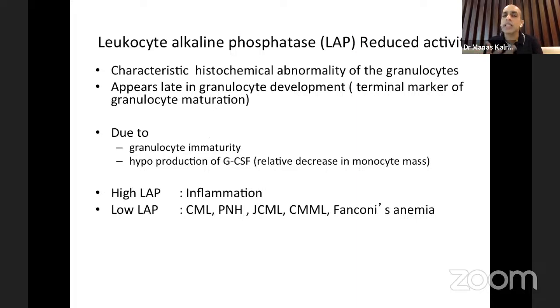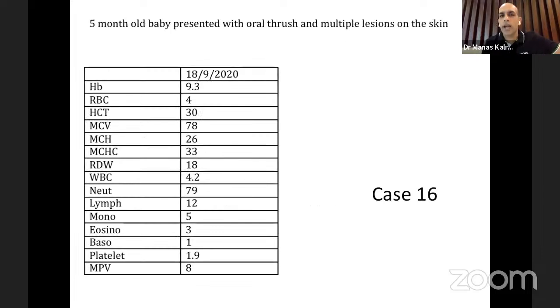Another important thing is leukocyte alkaline phosphatase. The mature neutrophils produce a high amount of LAP. So when you have a leukemoid reaction, your LAP will be high, whereas you will see a low LAP when you have a lot of immature cells or malignancies like CML. So again, a CBC will help you to find this.